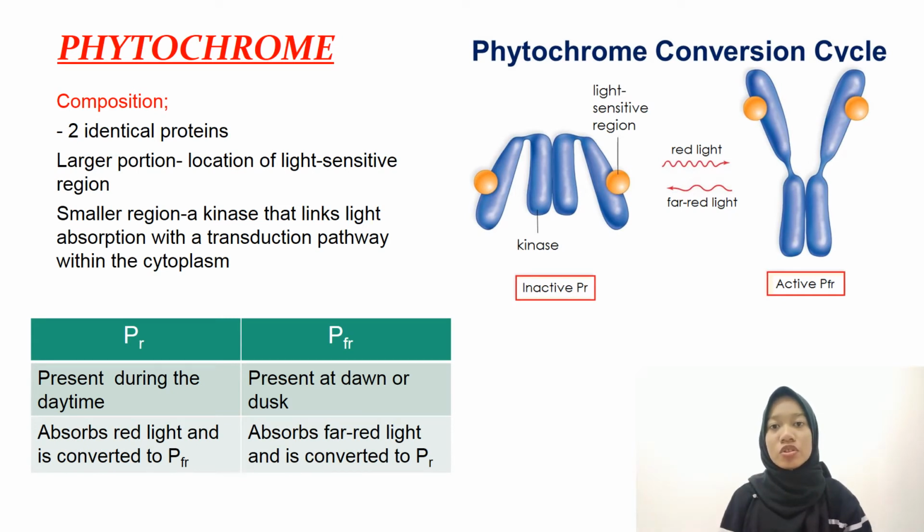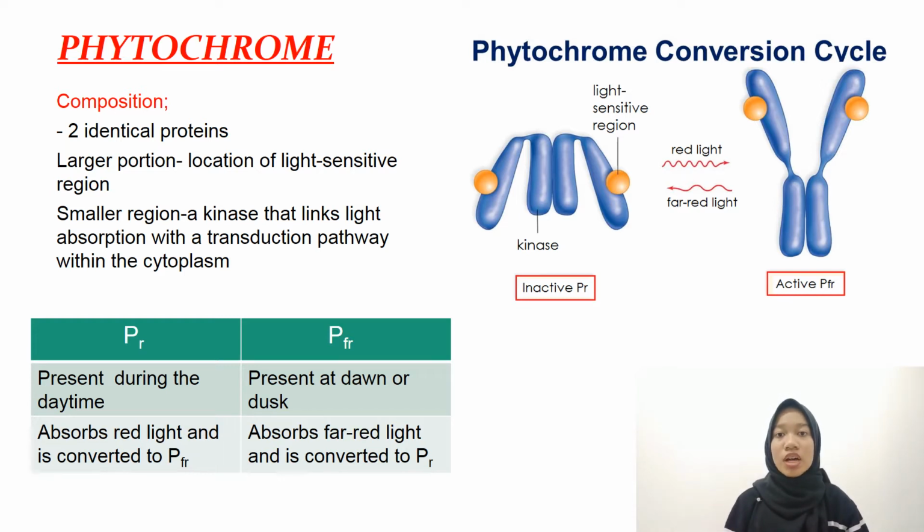Okay, so now I'm going to talk about the composition of phytochrome. Phytochrome has two identical proteins. Each protein has a larger portion in which a light-sensitive region is located. The smaller portion is a kinase that can link light absorption with the transduction pathway within the cytoplasm. Signal transduction is a process by which a chemical or physical signal is transmitted through a cell as a series of molecular events, which is kinase.